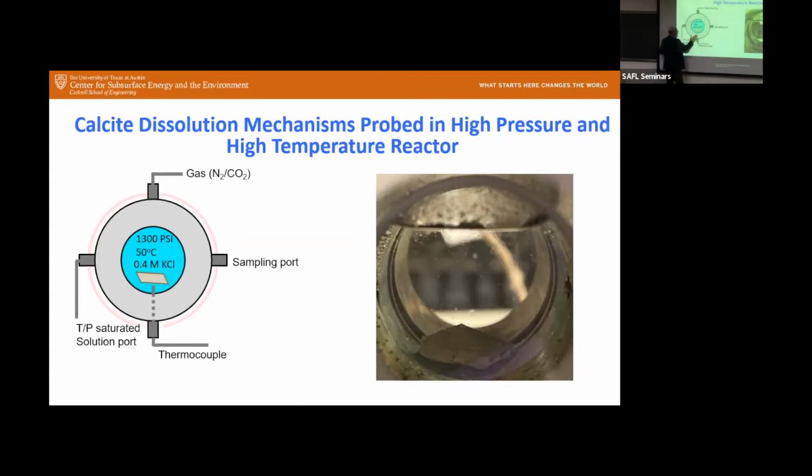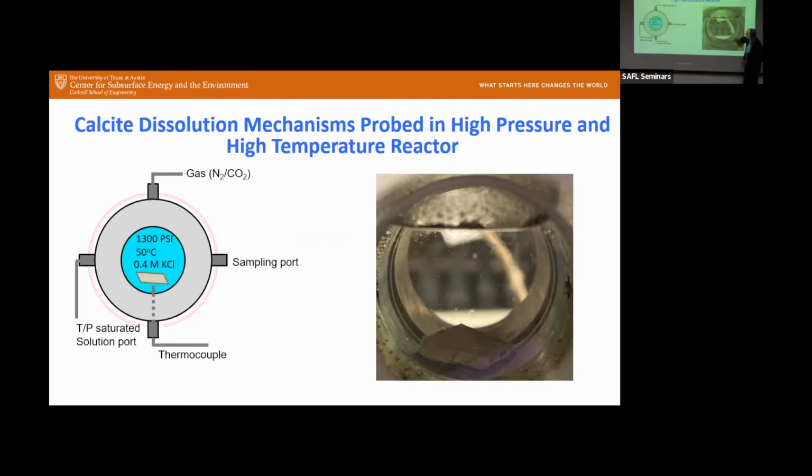And so we built this high pressure viewing cell, and the steel is maybe about 1 inch thick that goes around here. And then we have sampling ports, we have supercritical gas we can bring in, and we operate this at 1300 psi, 50 degrees C, and we have a 0.4 molar KCl solution. So what you see here is just that brine. You see a piece of calcite that was cut out and put in there. And then up here is supercritical CO2, and it's also dissolved in the brine.